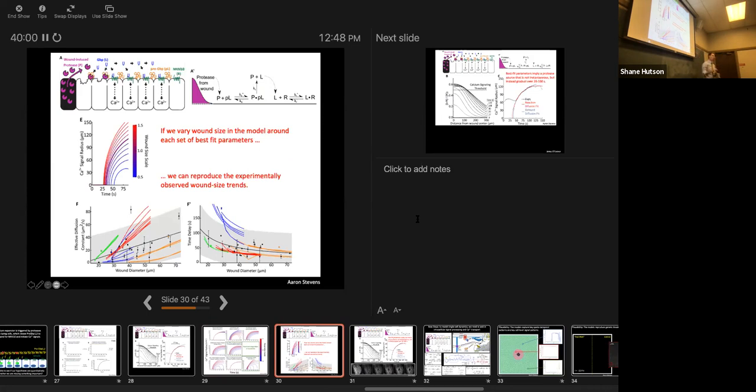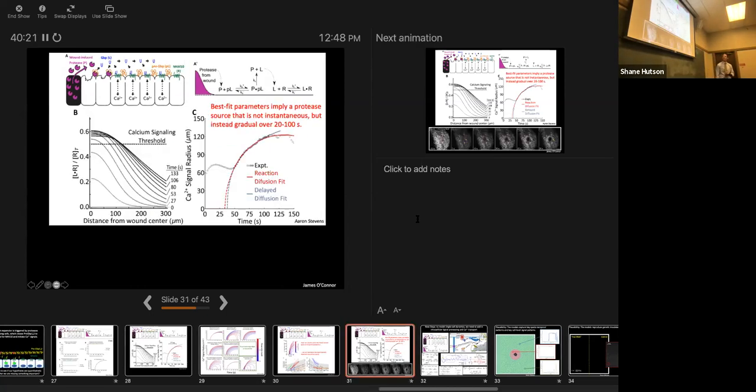And then all of the colored lines are taking one set of best fit parameters and then varying them as if the wound changed size around that. Make it either smaller or make it larger and see how it would vary the response. And we get curves that vary in the same sorts of ways that we see in the experiment. So that was a nice confirmation that this was on the right track.